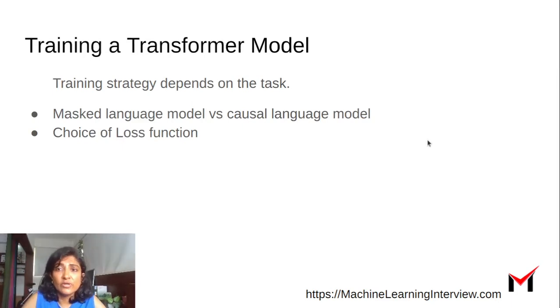Training a transformer model. The training strategy depends on the task at hand. For different applications, we typically have a different loss function. But when we are talking about training, there are two broad strategies that are used. One is the masked language model, where we mask a small percentage of the words in the input text and try to predict them. The other is the causal language model, where we try to predict the next set of words, generated in an autoregressive fashion. An example of a masked language model is BERT, and an example of a causal model is GPT.